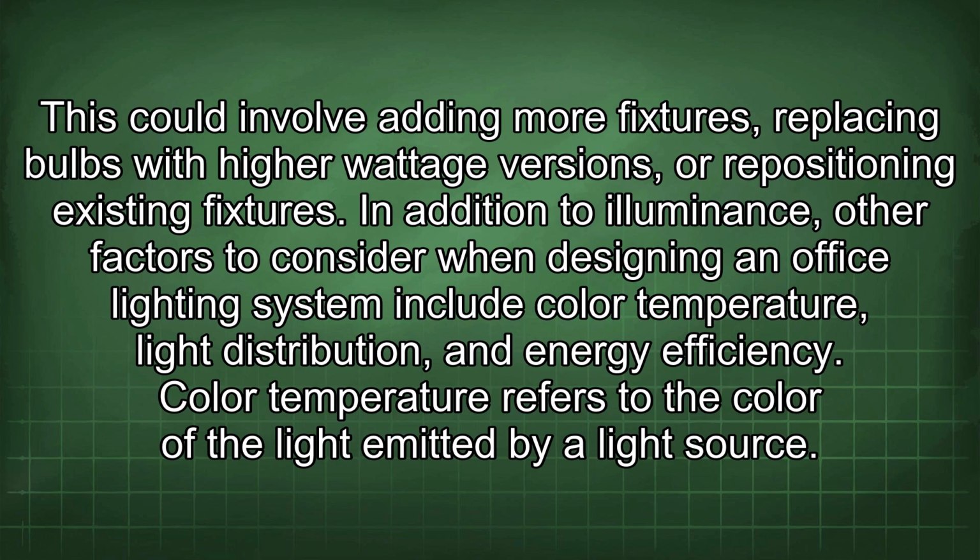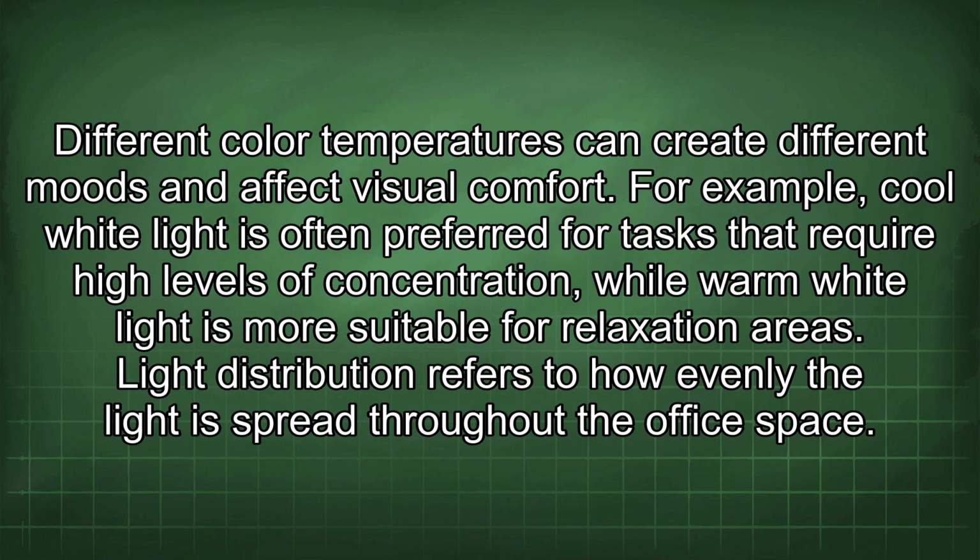In addition to illuminance, other factors to consider when designing an office lighting system include color temperature, light distribution, and energy efficiency. Color temperature refers to the color of the light emitted by a light source. Different color temperatures can create different moods and affect visual comfort. For example, cool white light is often preferred for tasks that require high levels of concentration, while warm white light is more suitable for relaxation areas.